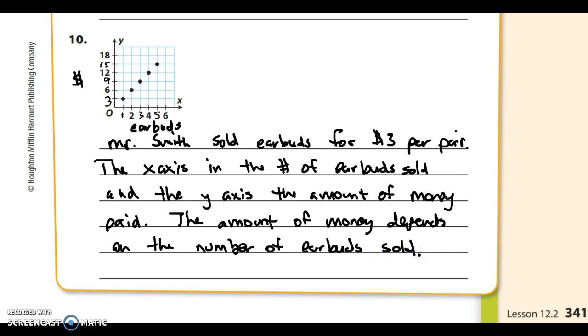Cool, good job. Hit pause. Use that answer if you want to. Change it slightly if you want to be a little bit more creative. And upon finishing number 10, you are done with page 341. Good job.